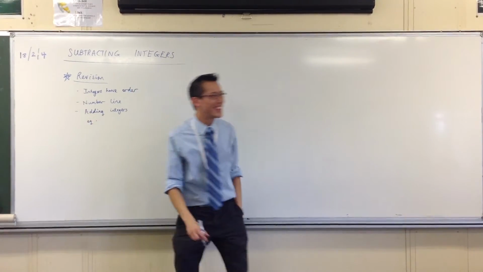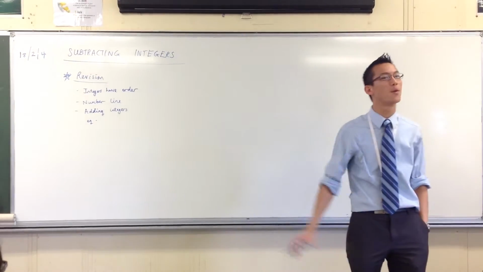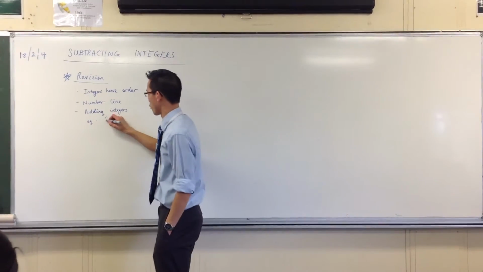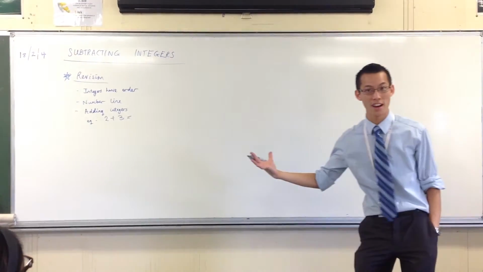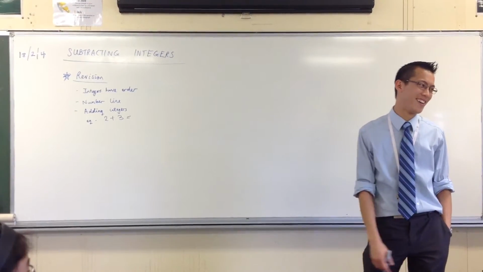So, let's do some examples. We'll start with simple ones, ones that you already know from counting numbers. 2 plus 3. That's a nice easy one. It's altogether 7.